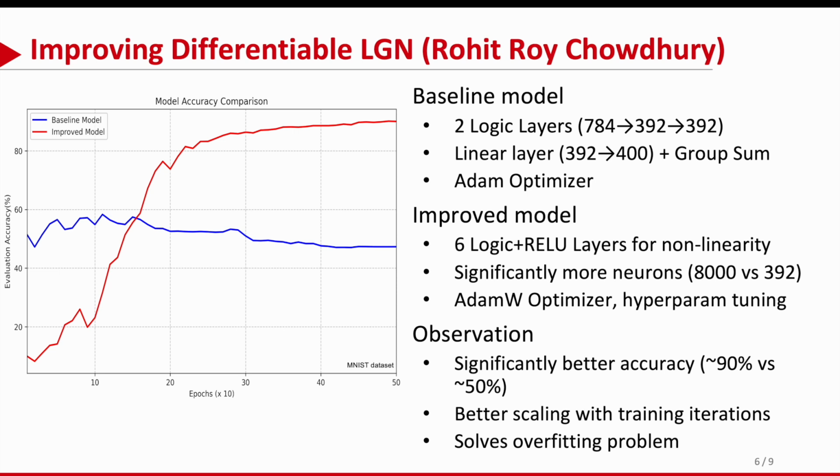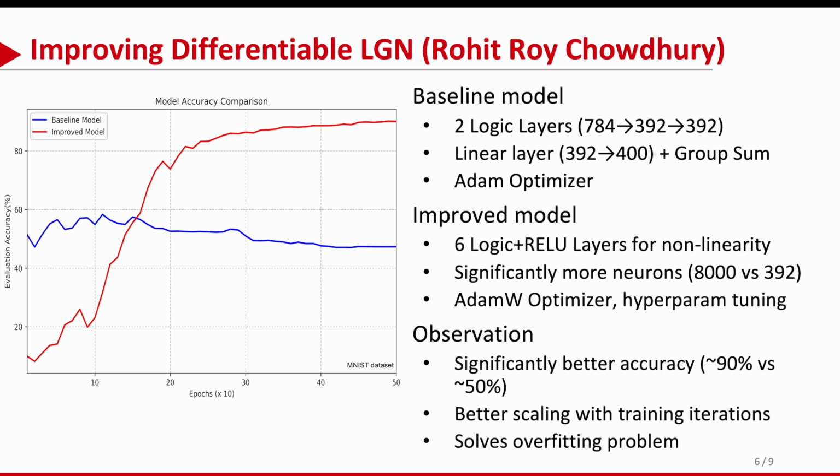The improved model, shown in red, is where things get exciting. We went from 2 to 6 logic layers, added ReLU activations at each layer for nonlinearity, and dramatically scaled up the neurons from 392 to 8000. We also switched to the AdamW optimizer with custom hyperparameter tuning. Look at what happens around epoch 150. The red line crosses the blue and just keeps climbing. By epoch 250, we have hit 80% accuracy and continue improving to nearly 90% by the end.